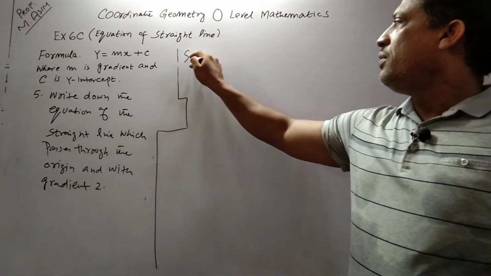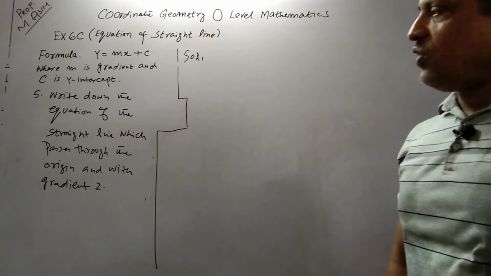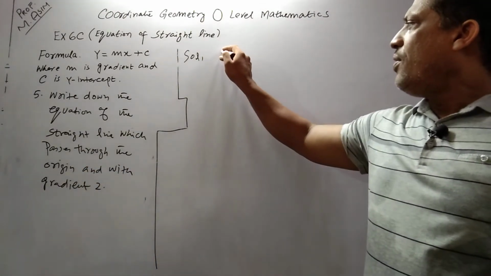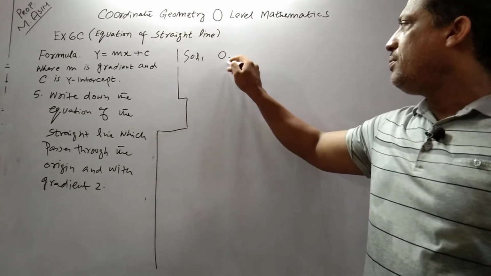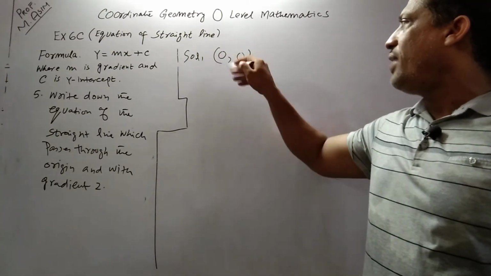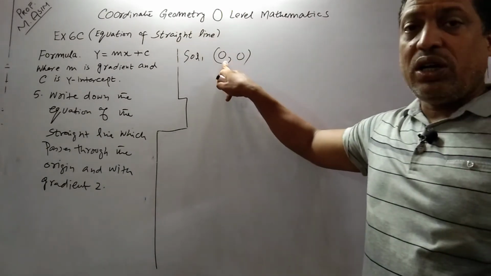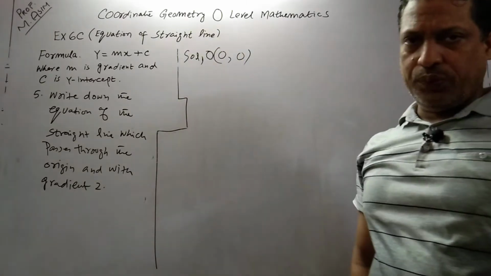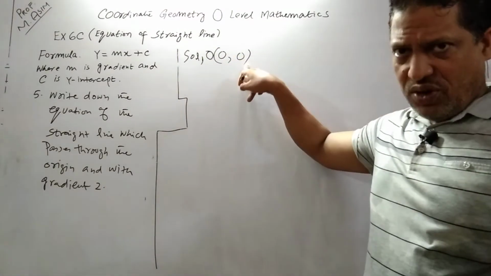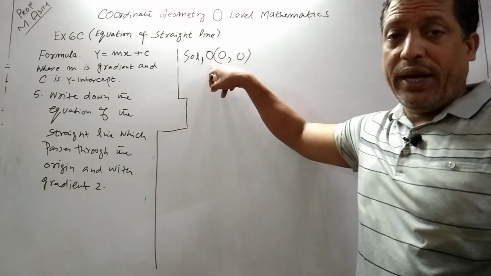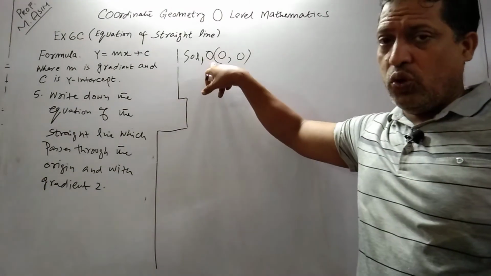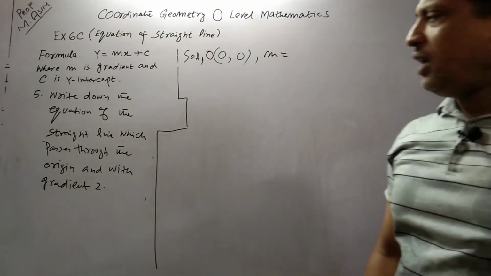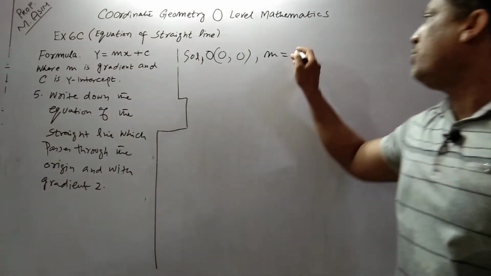You know, write down the equation of a straight line which passes through the origin. Origin means where the value of x is 0 and the value of y is 0. This is called origin and we always represent origin by capital O. This is (0, 0) and this is capital O. This is origin and the gradient is also given, and the gradient is 2.